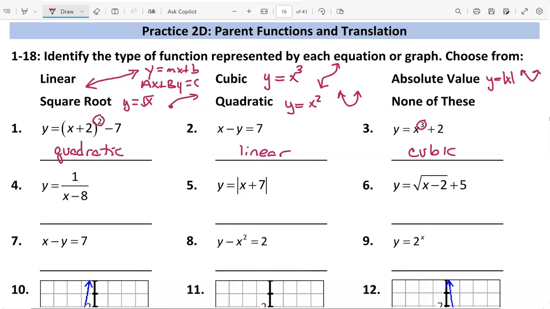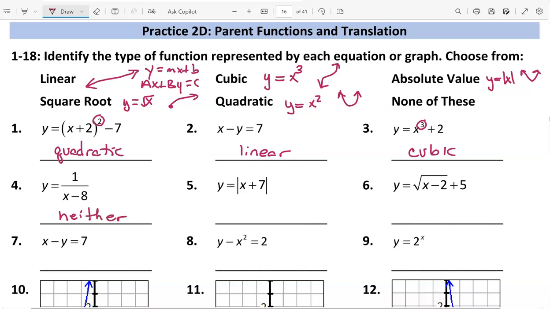And in number 4, this almost looks linear, except for the fact that the variable is in the denominator of that fraction, so we're dividing by the variable rather than multiplying the variable times something. So this is going to fall into the category of neither.